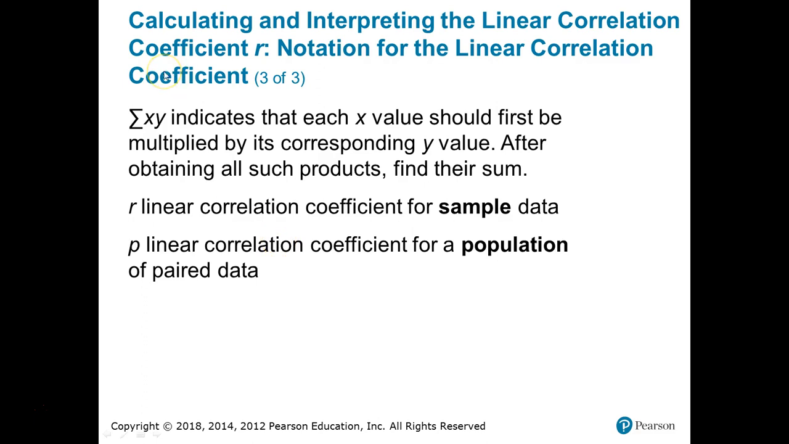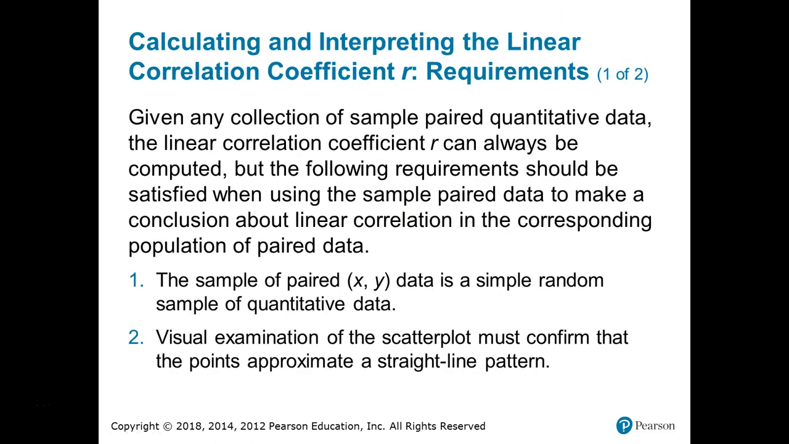So sigma xy represents that each x value should first be multiplied by its corresponding y. R is the correlation coefficient for the sample population, and P is the linear correlation coefficient for a population of paired data. So now we've got the notation down. Let's go on to the next part.